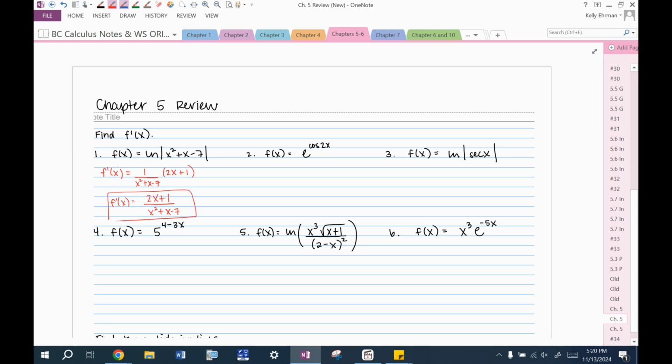For the next one, e to the cosine of 2x. So the derivative of e to the u is e to the u times u prime. So what is the derivative of cosine 2x? Well, the derivative of cosine is negative sine 2x, and the derivative of 2x is 2. So you've got chain rule to do in there. I'm going to clean this up a bit. I'll make it negative 2 sine 2x times e to the cosine 2x.